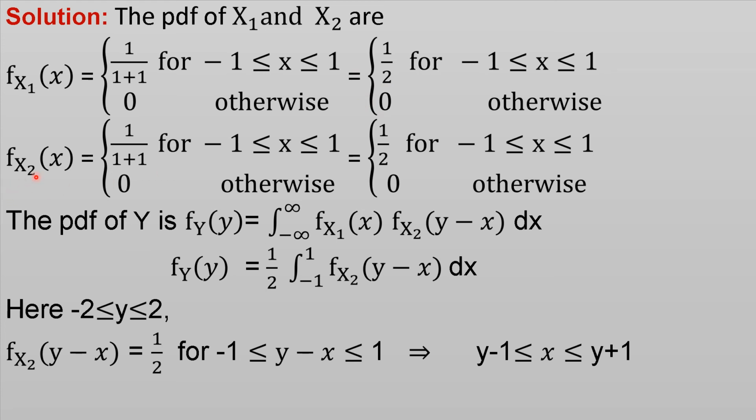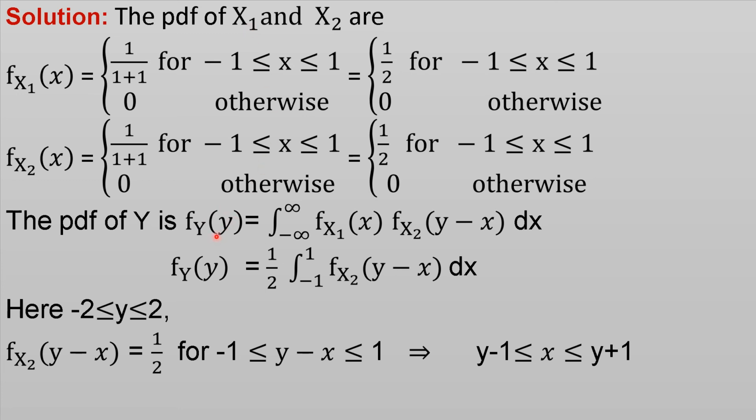Similarly, the probability density function of x2, where x2 is uniformly distributed between -1 and +1. fx2 of x is 1 by b minus a, 1 by 1 minus of -1, 1 by 2 for x between -1 and +1, 0 otherwise. So we have the probability density functions of x1 and x2. We need the probability density function of the sum x1 plus x2, that is, of y, which is given by the convolution of fx1 of x and fx2 of x.